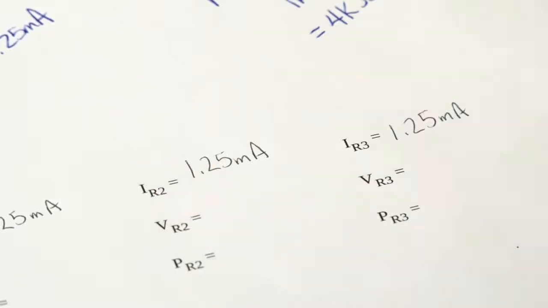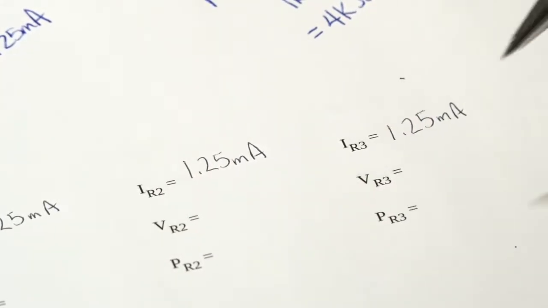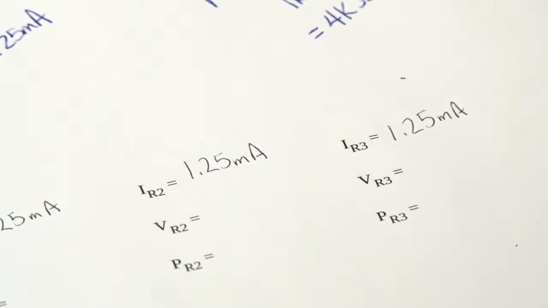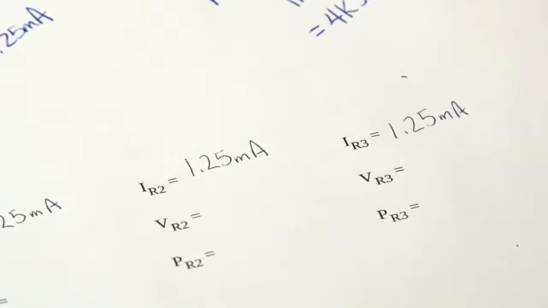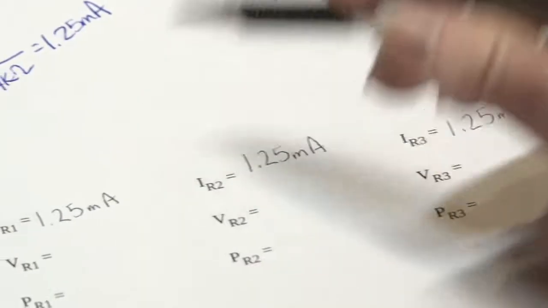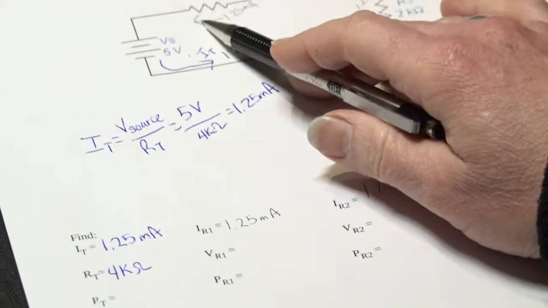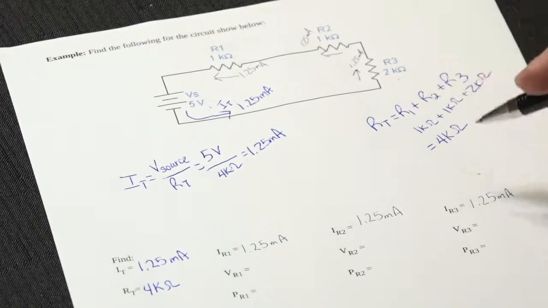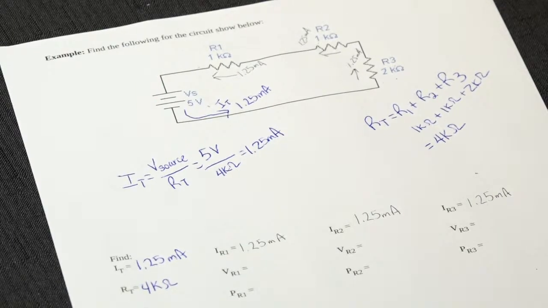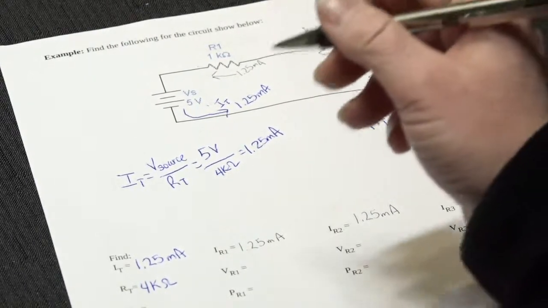Well, we almost have half of our table done. Isn't that exciting? Now, we need to find our voltage. Well, how do we find our voltage? We know the current, we know the resistance. So what law? Let me think about it. Oh, that's right. Let's use Ohm's law to find our voltage.